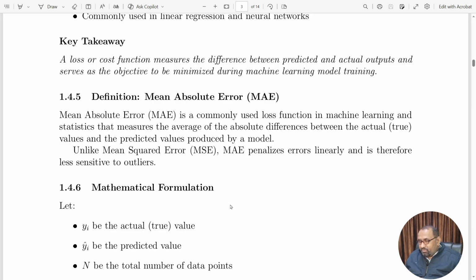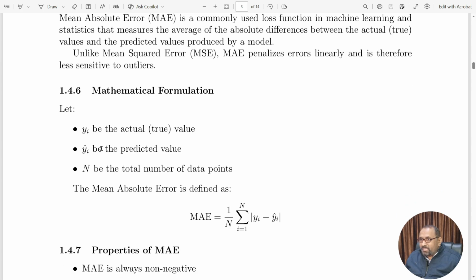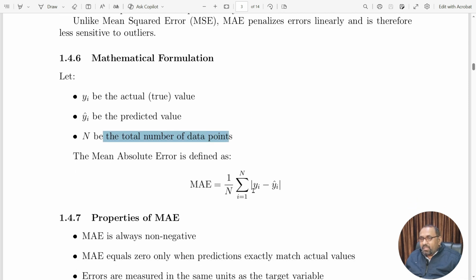Here we have the symbols we are required to use. yi is the actual value, yi cap is the predicted value, and n is the total number of data points. In the previous formula we had (yi minus yi cap) square, but here we have the absolute value. Whether the difference is positive or negative, the value will always be positive, and we divide the sum of these values by n. This formula is called the mean absolute error.